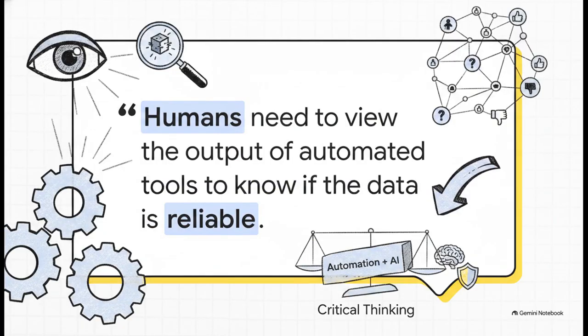I really want to highlight this specific quote from our source material. Humans need to view the output of automated tools to know whether the collected data is reliable and trustworthy. Automation and AI are fantastic for scale and speed for sure, but they can hallucinate, and algorithms can definitely have bias. You simply cannot blindly trust the output, and investigators' critical thinking and oversight are always required to validate the evidence.